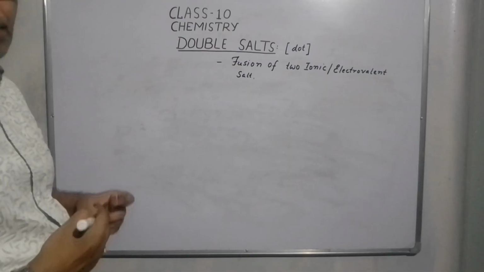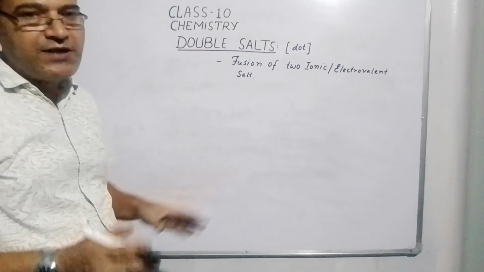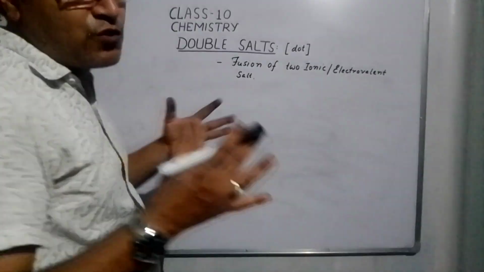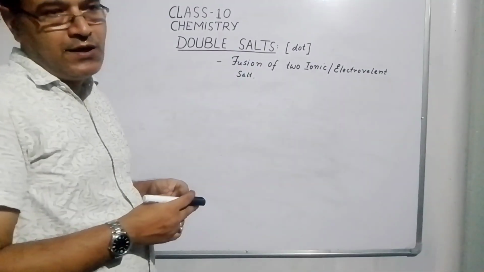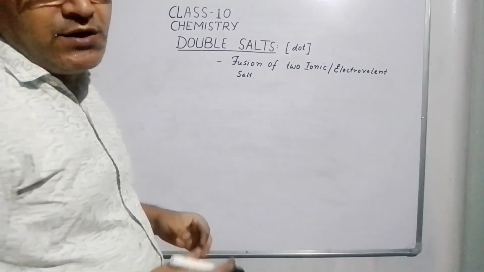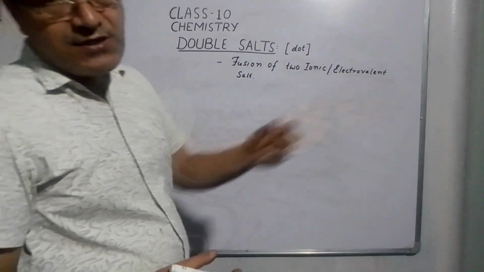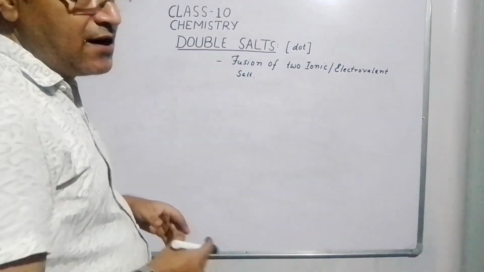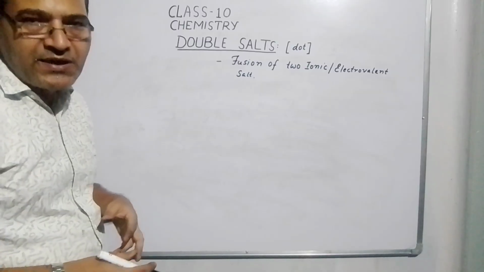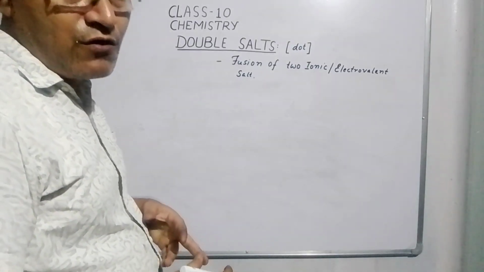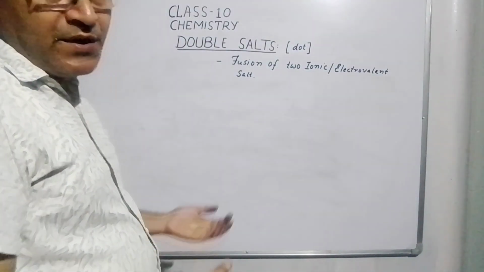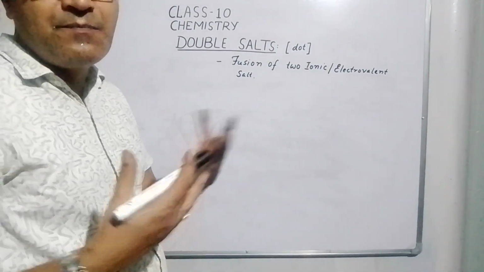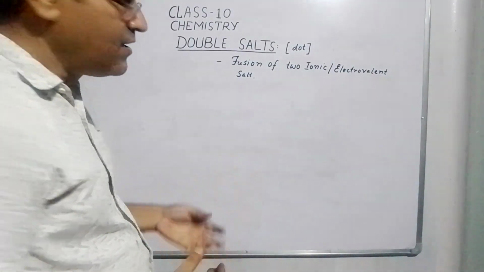Ionic salts we have studied before, but let's refresh your mind once more. Ionic salts are those salts which, when we dissolve them in water, will ionize. Metal cations will be released along with non-metal ions or polyatomic ions, and water is acting as a medium.